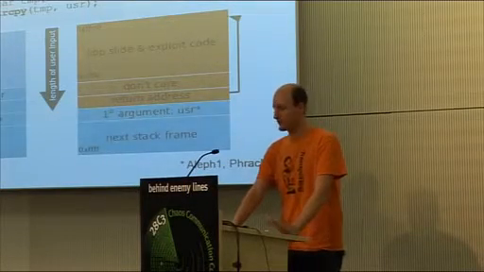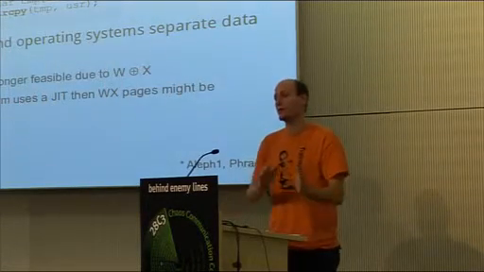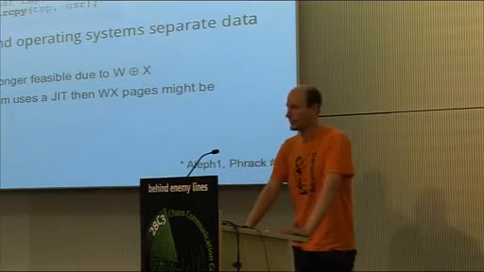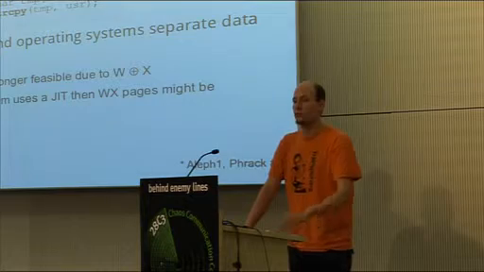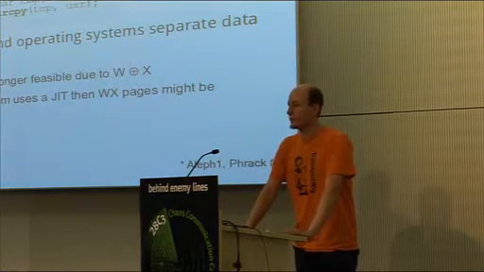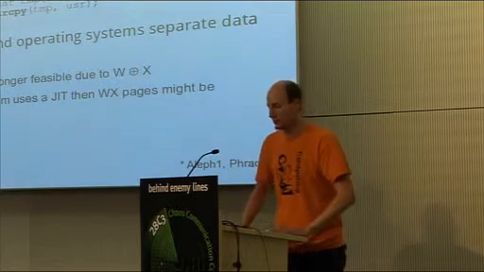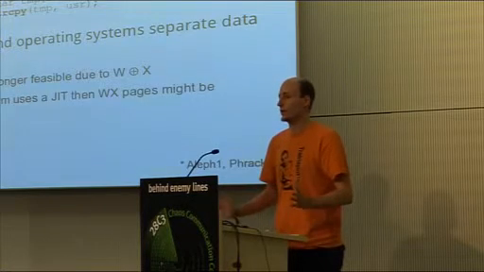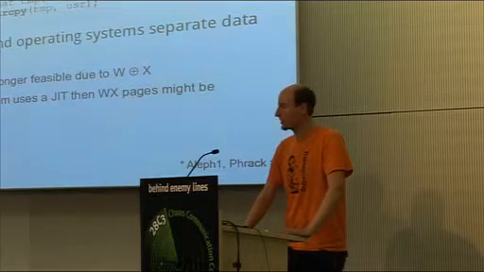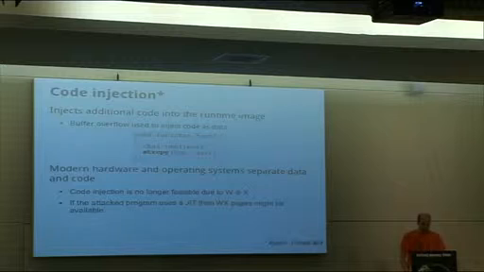Well, but things have changed since then. Modern hardware and operating systems separate data and code. So on a page-level granularity, the operating system can enforce that it's either data or code that is on that memory page. And if it's data, and the attacker writes his nice code into that data page and wants to execute it by overwriting the return instruction pointer, the processor will raise an exception and stop the program because it is not allowed to execute.